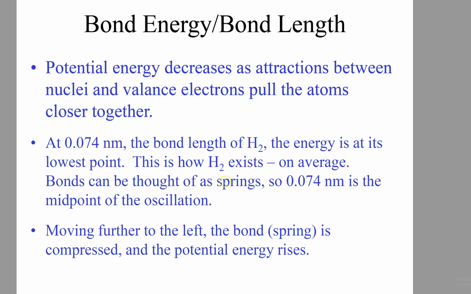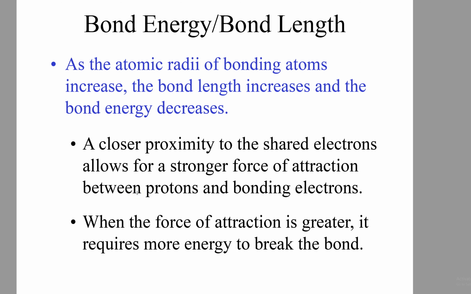So if you think about bonds, they can be thought of as springs. They're not really consistent, meaning that they're not static. These bonds are actually going to be at the midpoint of that oscillation. So they're kind of going back and forth like one of those slinkies, you want to call it. And 0.074 is going to be the optimum point. Now, the further you move to the left, the spring is compressed and the potential energy rises. So basically looking at that chart again.